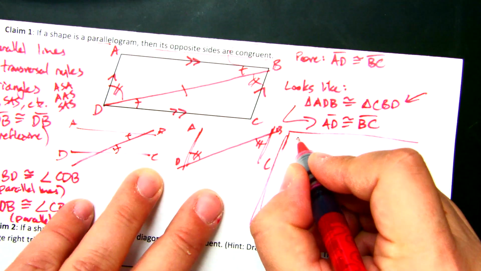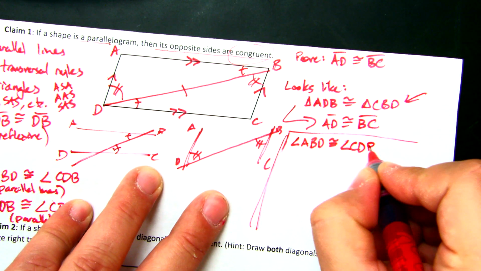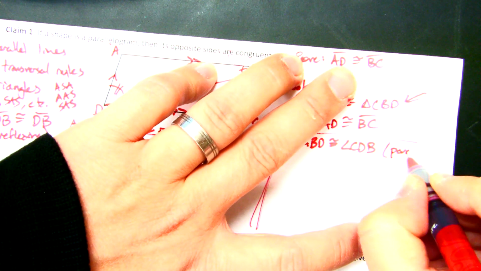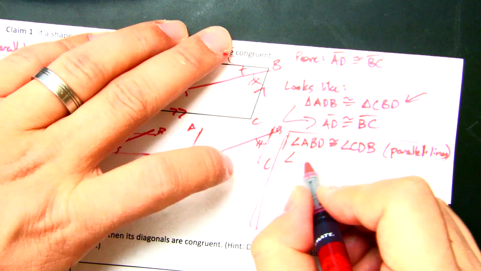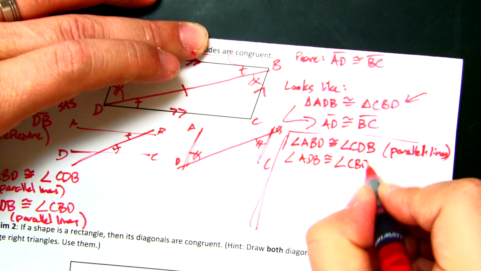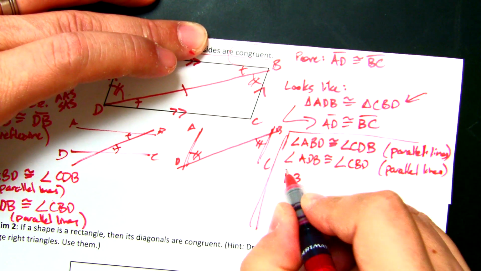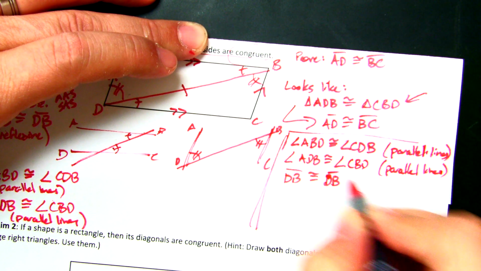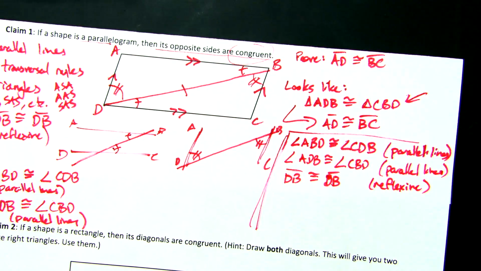I've got angle ABD is congruent to angle CDB. And that's because of parallel lines. I've got angle ADB is congruent to angle CBD. Again, parallel lines. And I've got DB is congruent to DB. I know it seems silly sometimes to say that, but let's be really complete, because what we want is someone to be able to look at this, go through this, and say, "Oh, now I can follow you. I follow all the steps that you took."